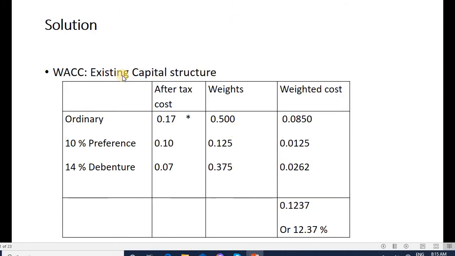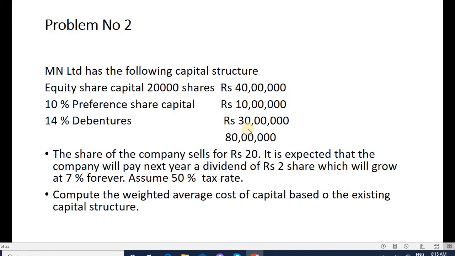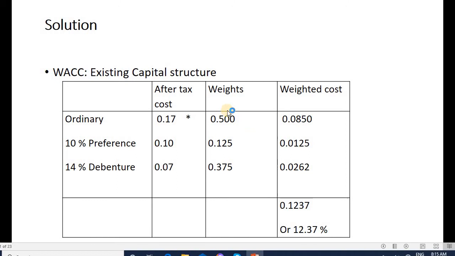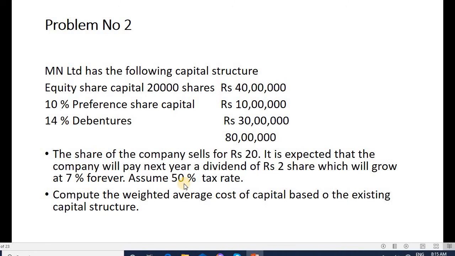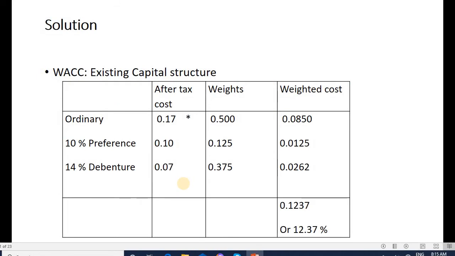First we need to calculate for the existing capital structure, that is ordinary shares, preference shares and debentures, the after tax cost. After tax cost, how do we calculate? First we'll take the weights. How to assign the weights? That is 40 lakh divided by 80 lakh, 10 lakh divided by 80 lakh and 30 lakh divided by 80 lakh. These are the weights. After tax cost of 10% preference is 0.10. For the 14% debenture, after tax, the tax rate is 50%. So 14% into 50% is 0.07, that is 7%.